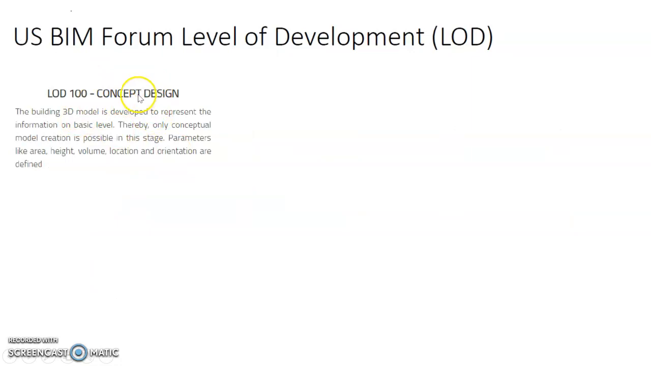Well, we use it for concept design. So the building 3D model is developed to represent the information on a very basic level, so thereby only a concept design model is possible at this stage. Parameters like the height, the volume, the location, the area, or the orientation are defined, but you don't go into anything more detailed than that. So this one is LOD 100.